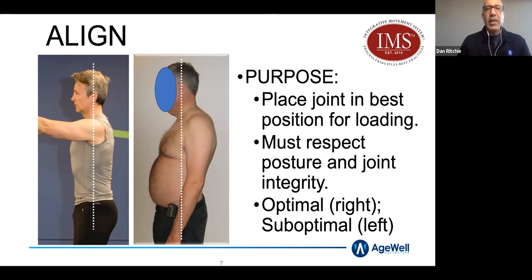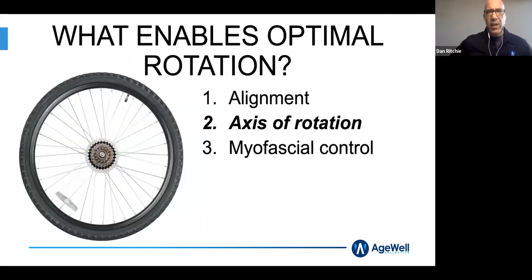But again, it doesn't mean that we can't help my patient change or your clients change and improve their ability to rotate. So again, we want to respect posture and joint integrity. That's essentially what alignment is all about. It's the position, however, it's also the control that our clients need. So it's not just the client is in perfect position, it's also the ability to control that position. So what else enables optimal rotation? The second component that I mentioned was an axis of rotation.